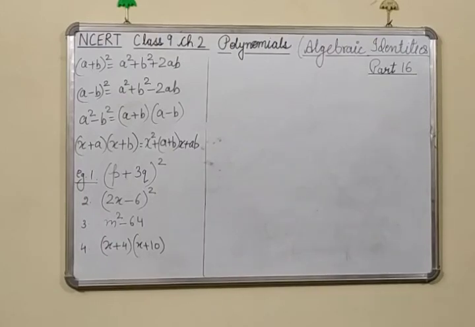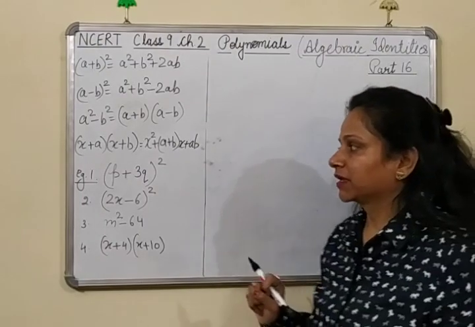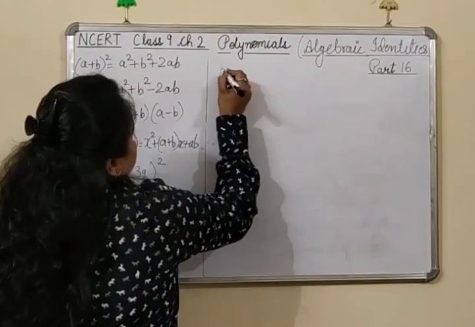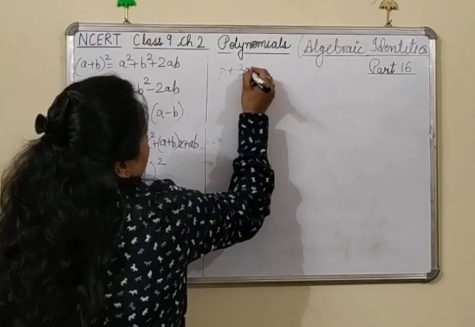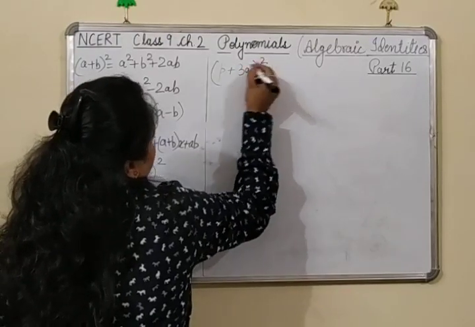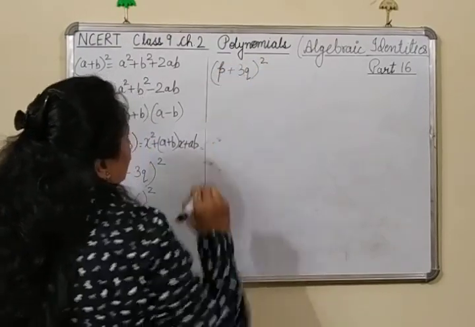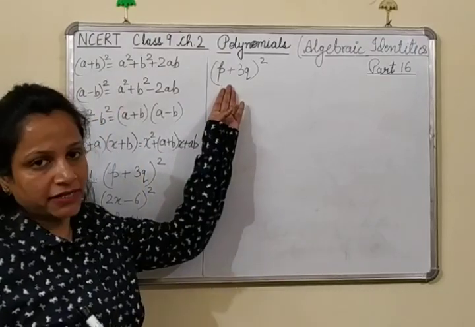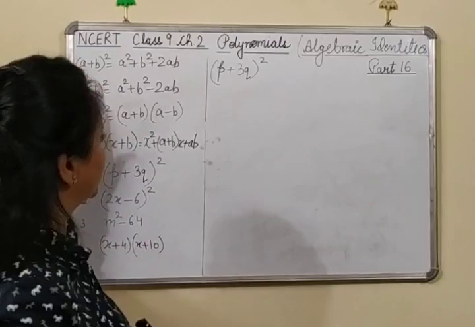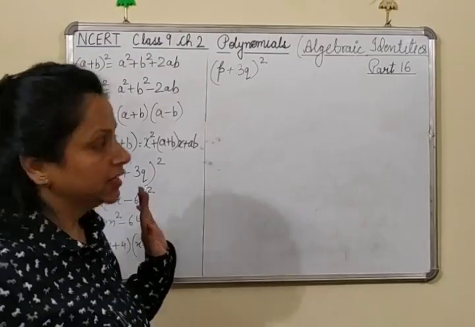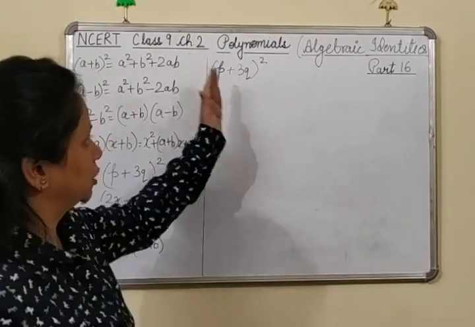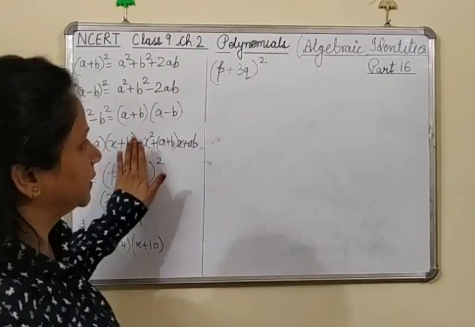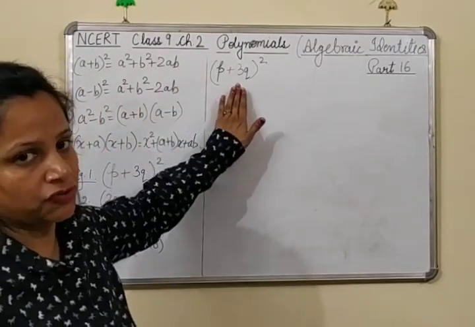Now here we start with the example. Suppose we have the first example: p plus 3q whole square, and you have to solve it. Now look at the question that we are given and look at all the 4 identities that you have. Just relate this question to the identities. Which identity form is it in? p plus 3q whole square.